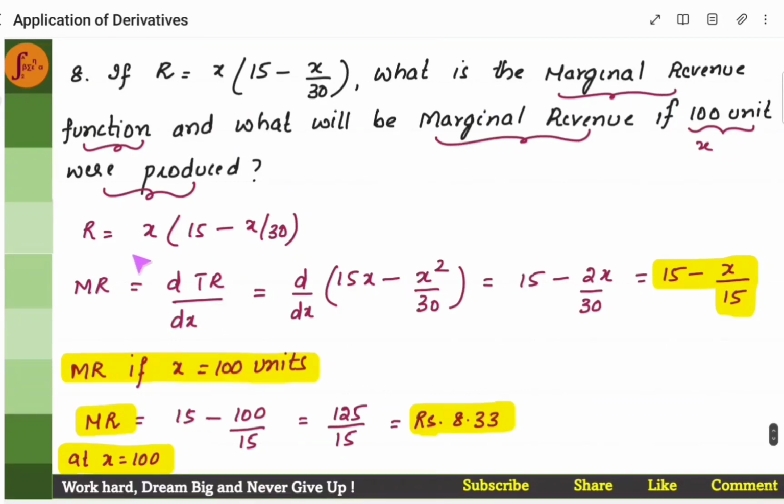So, simple. Revenue is given. Marginal revenue is the differentiation of total revenue. You differentiate. Always remember, differentiate with respect to quantity. X is the quantity. So, you find the derivative. You will get 15 minus X by 15. Now, we will have to find marginal revenue when X is equal to 100 units. So, instead of X, you put 100. You will get 8.33. So, marginal revenue is 8.33 when X is equal to 100. Simple. And this is the marginal revenue function.